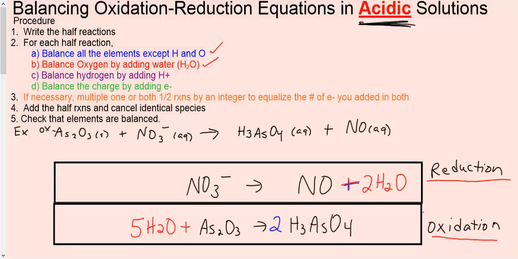C, balance hydrogen by adding H+. So let's take care of that. For our reduction reaction, we have 4 hydrogens on the right, so we're going to add 4 H+ ions on the left. Let's do the same for our oxidation reaction. We have 10 hydrogens here and 6 there, so we're lacking 4 on this side, so let's add 4 hydrogen ions, and that balances our hydrogens.